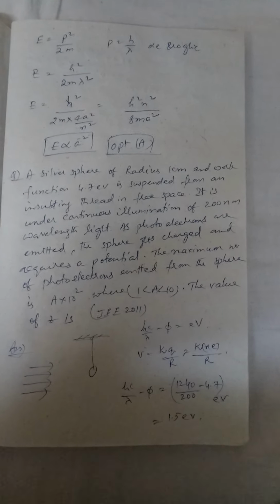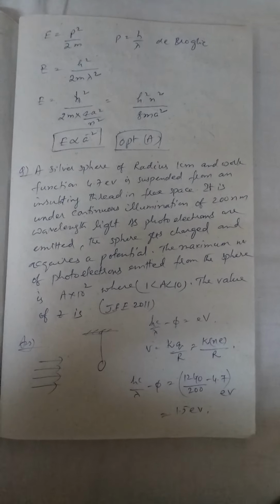A silver sphere of radius 1 cm and work function 4.7 electron volts is suspended from an insulating thread in free space. It is under continuous illumination of 200 nanometer wavelength light. As photoelectrons are emitted, the sphere gets charged and acquires a potential. The maximum number of photoelectrons emitted from the sphere is A into 10 to the power of 2, where A is 1 less than A less than 10. The value of A is, okay.